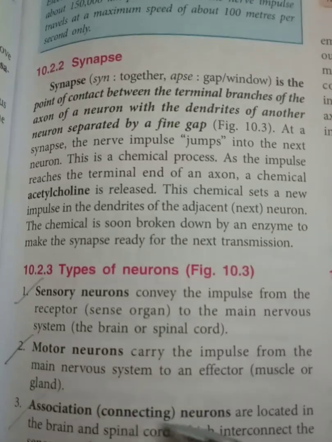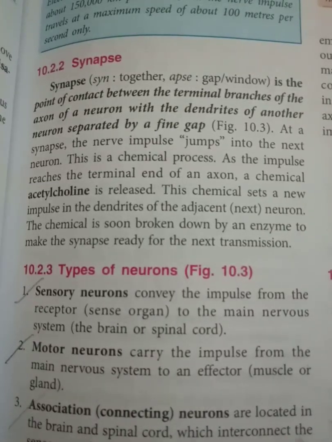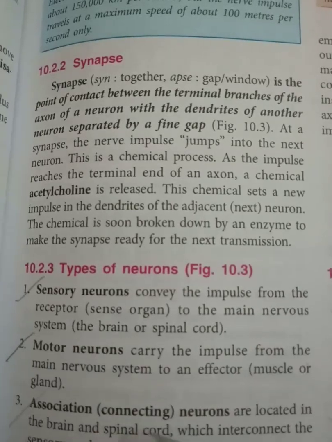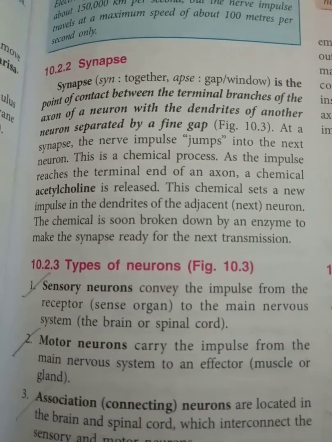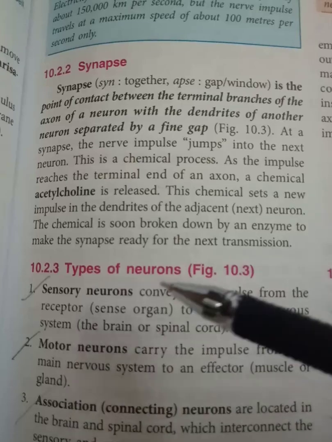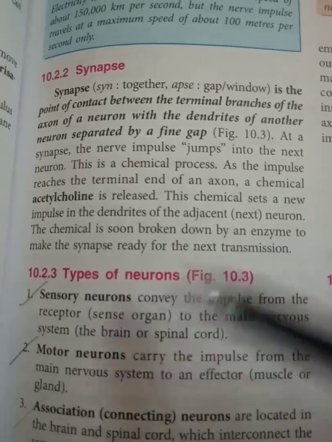Then in between we have association or connecting neuron, which is located in brain and spinal cord. Their location is only in brain and spinal cord, which interconnect sensory and motor, means which will transmit the information from sensory to motor or motor to sensory. So these are association neurons.